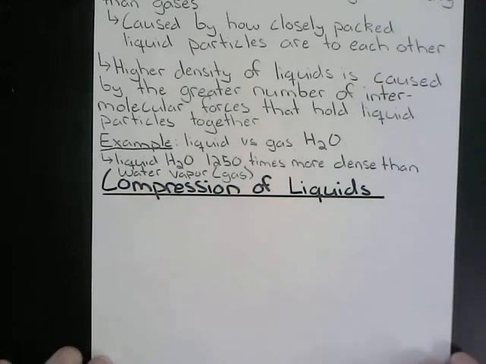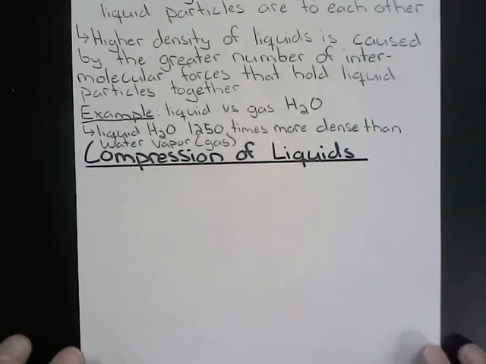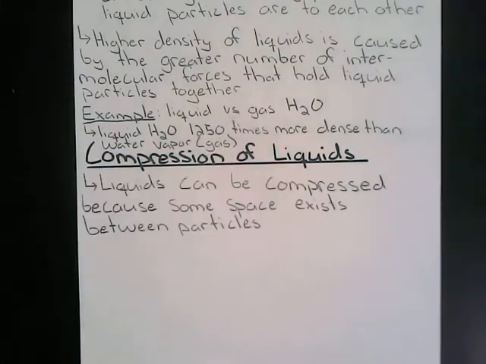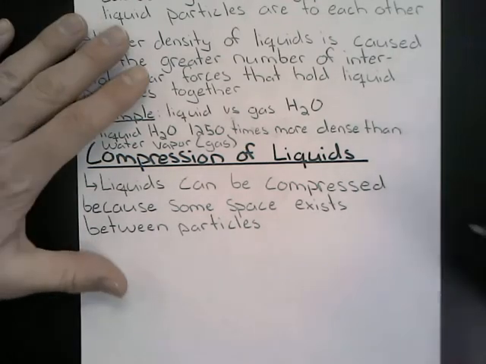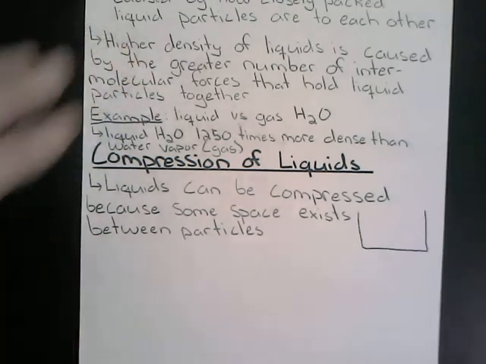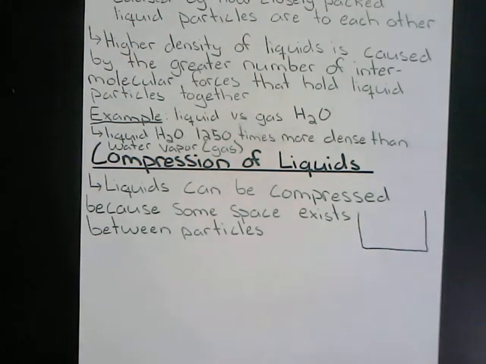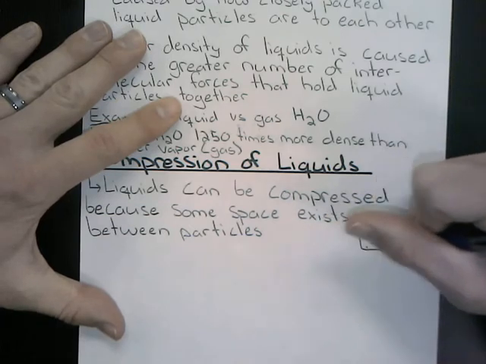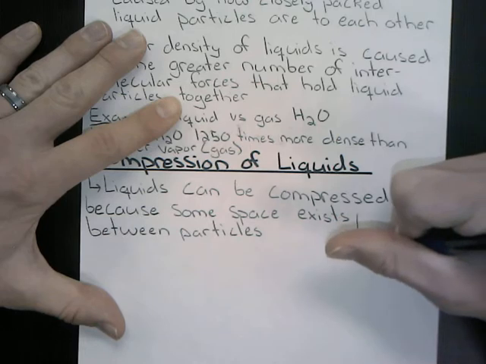All right, so what we can also talk about here is the compressibility of a liquid. Liquids can be compressed because some space exists between the particles in the liquid state of matter. Now, I want to put this in perspective and talk about our liquid particles. Let's say we have a beaker, and it contains some liquid particles that I'm going to represent with a blue pen. And let's say our liquid particles are contained in this portion of the container.